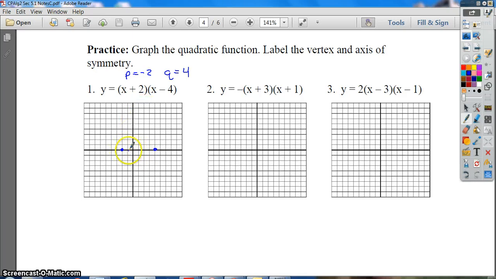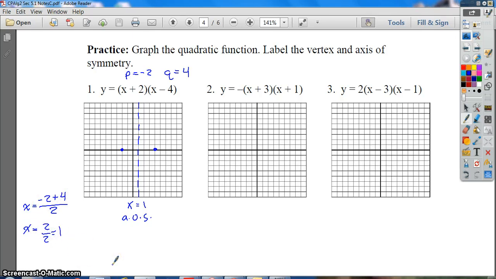You can see here these are 6 units apart. Halfway through would be 3 units. So halfway, that cuts it in half. That would be x equals 1 here. That's our axis of symmetry. If you can't do that by looking at it, remember, add negative 2 plus 4, add your p and q, divide by 2. You can clearly see that 2 divided by 2, x is 1.